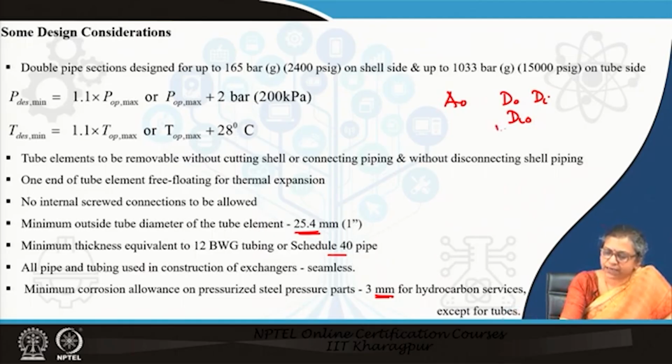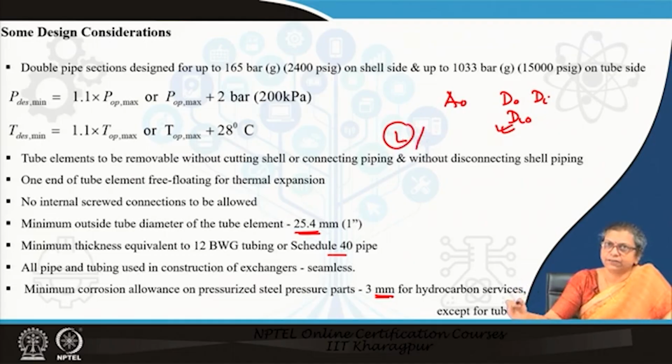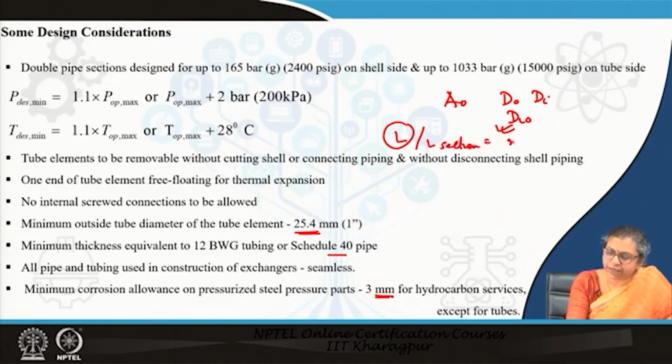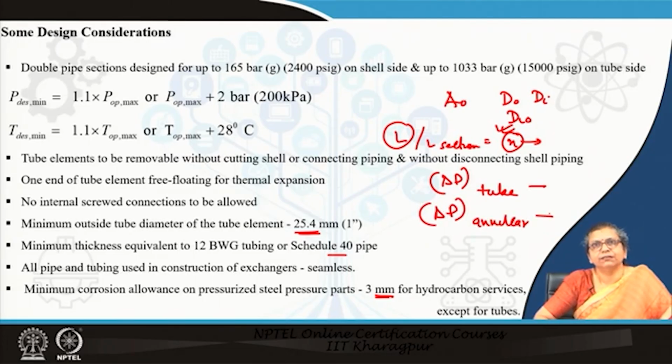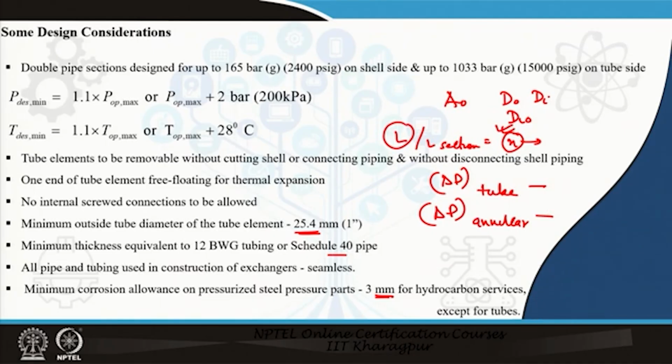So, once you have selected this, you can find out the length. The whatever length is there, divided by the length of each section, gives you the number of hairpins that you require. Once you have found out the number of hairpins, the next thing you need to do is find out the delta P on the tube side, find out the delta P on the annular side, and check whether these are respecting the limits which are provided. So, in the next class, we discuss the hydraulic calculations to find out the pressure drop.